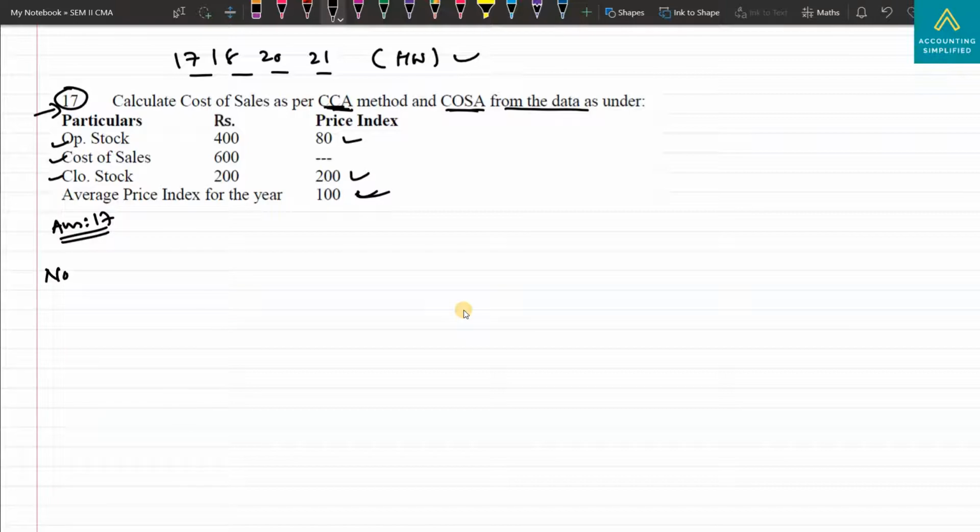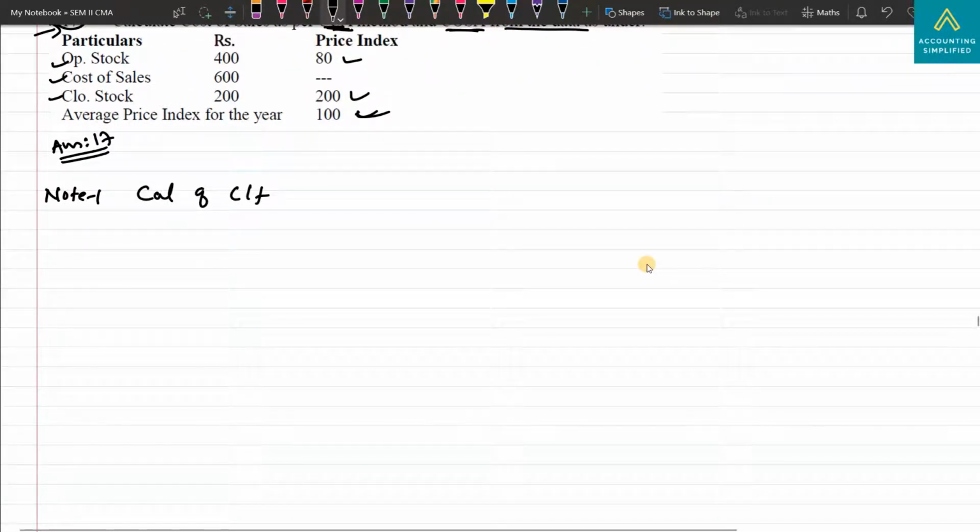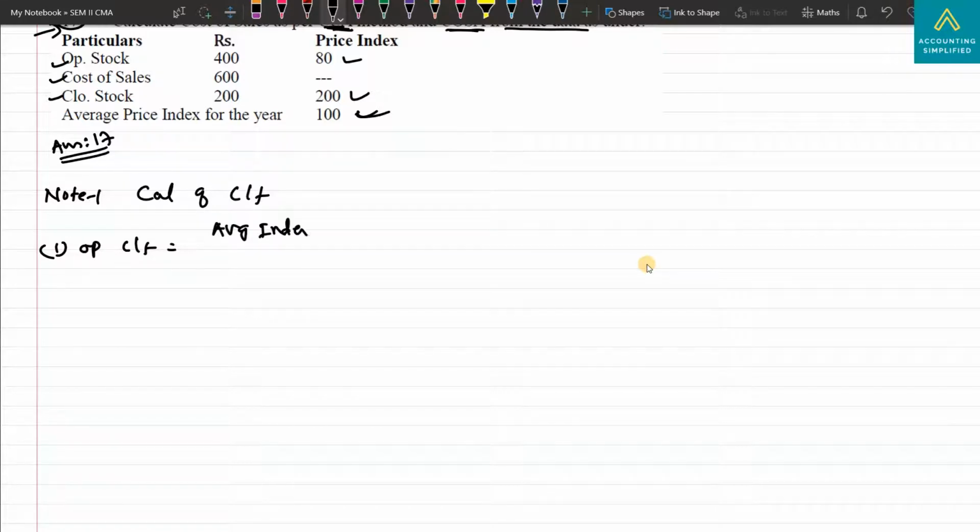So write down note 1. Note 1 is calculation of conversion factor. So first, opening conversion factor is equal to, this is CCA method, so average index will come first divided by opening index. Okay, so 100 is average, right? This 100 is average and opening is 80. So it is 1.25, right?